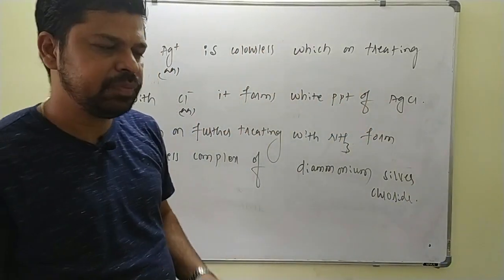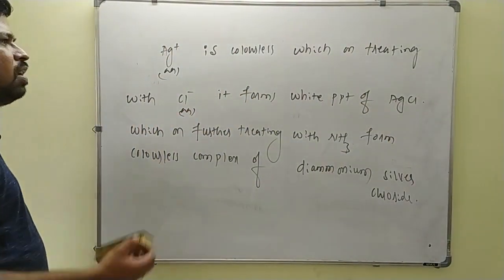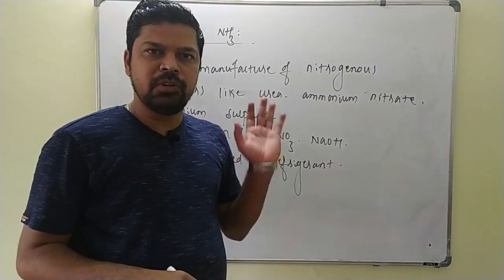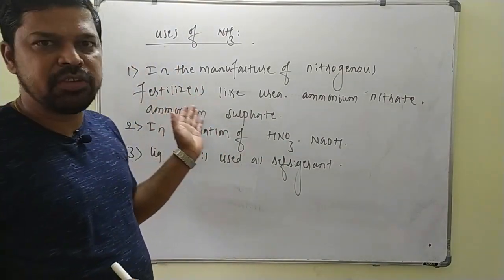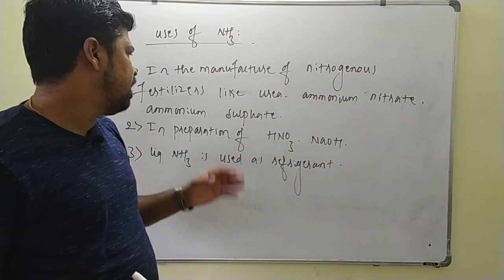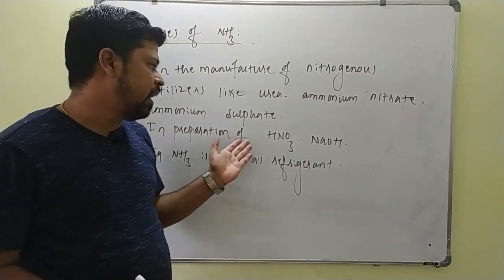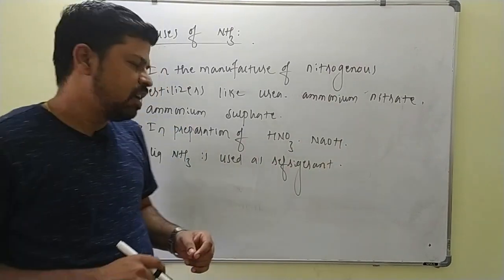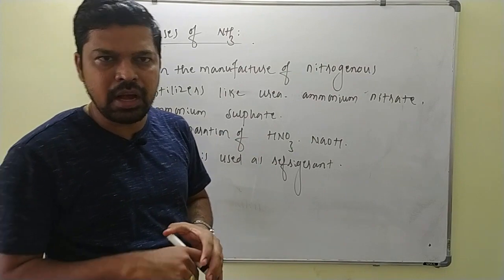The last one is the uses of ammonia. Ammonia is used in the manufacture of nitrogenous fertilizers like urea, ammonium nitrate and ammonium sulfate, and even in the preparation of inorganic compounds like HNO3 and NaOH, and liquid ammonia is used as what? Refrigerant. These are the uses of ammonia.